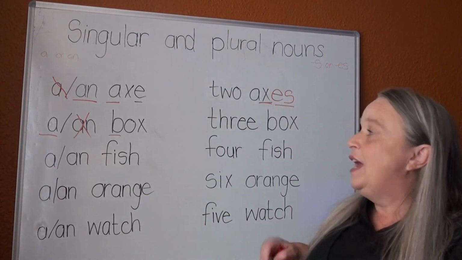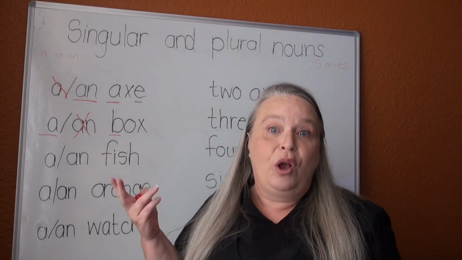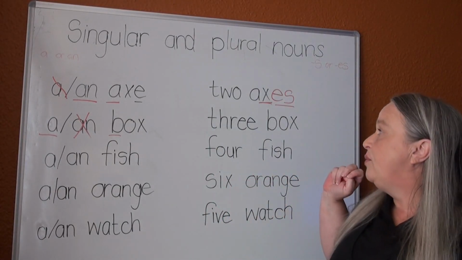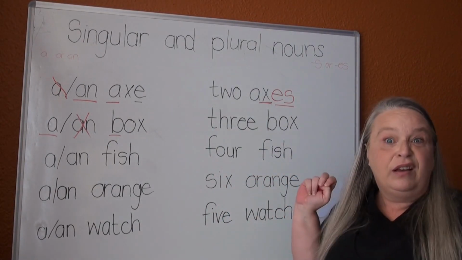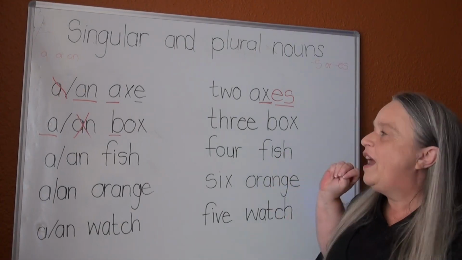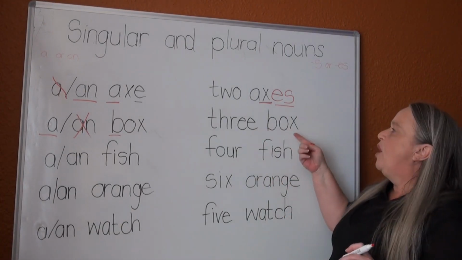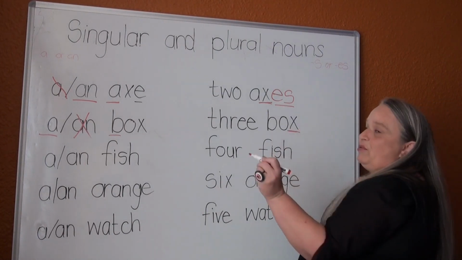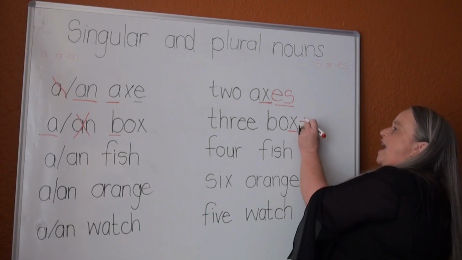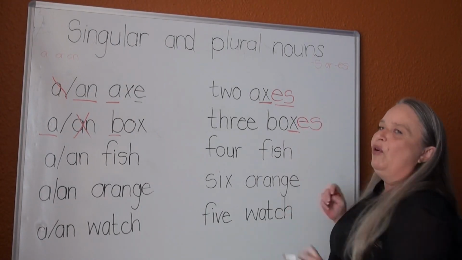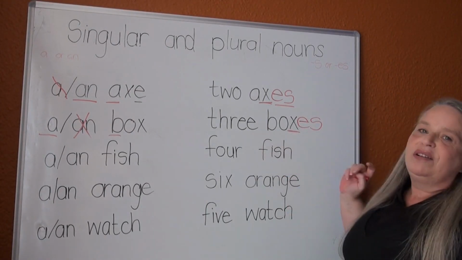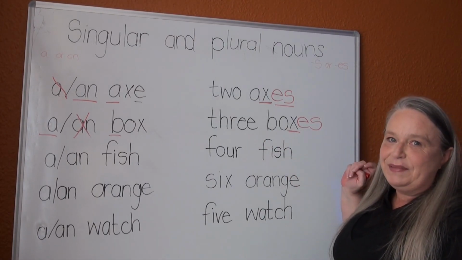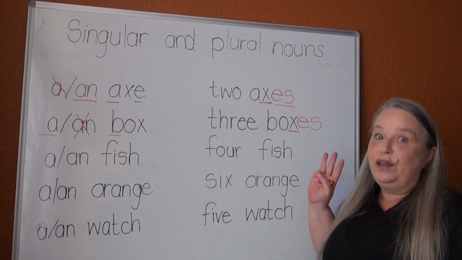Now let's look at our plural, when we have three. We have three boxes. So boxes again ends with an X, so we will add es for three boxes. Okay, let's go look at the third one.